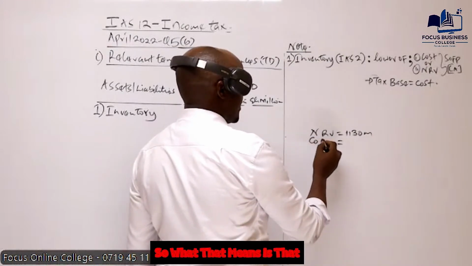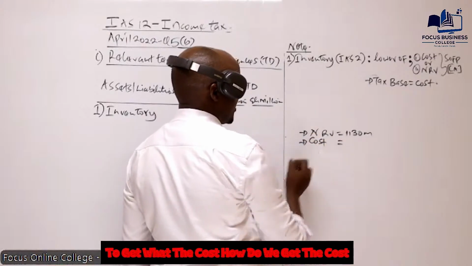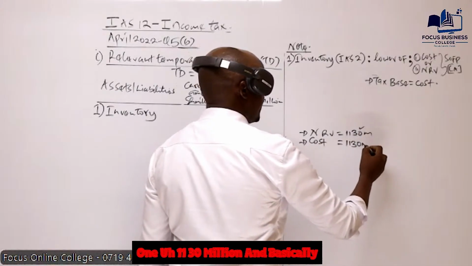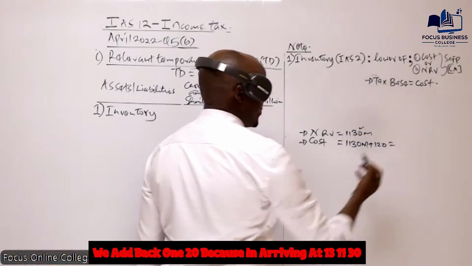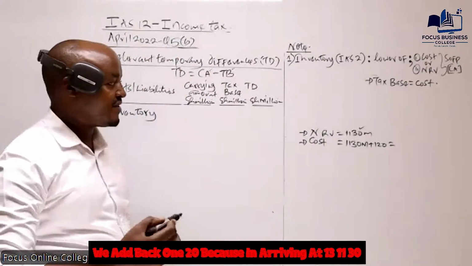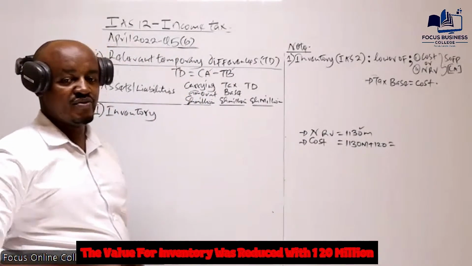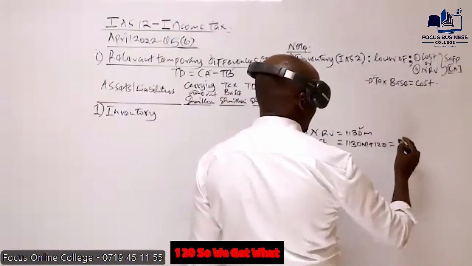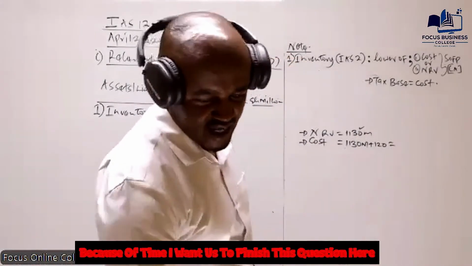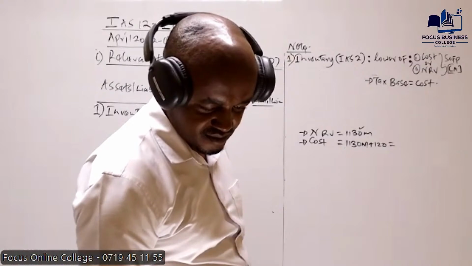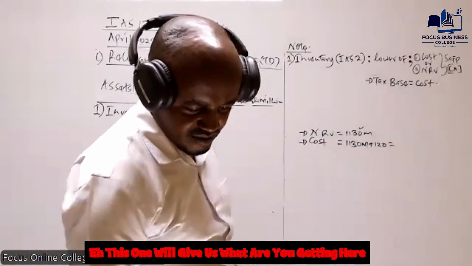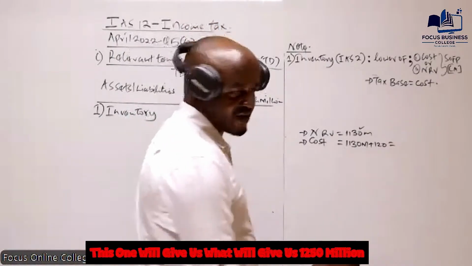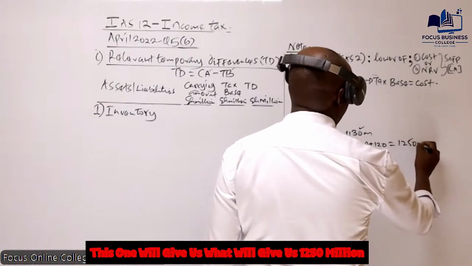So what that means is that we are going to use that information to get what? The cost. How do we get the cost? To get the cost, we will take this 1130 million, and we add back 120, because in arriving at 1130, the value for inventory was reduced by 120 million. It was written down. So what do we get here? We try to hurry up because of time. I want us to finish this question here. This will give us 1250 million.